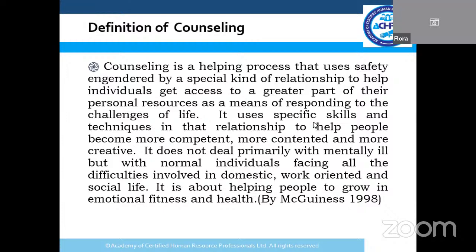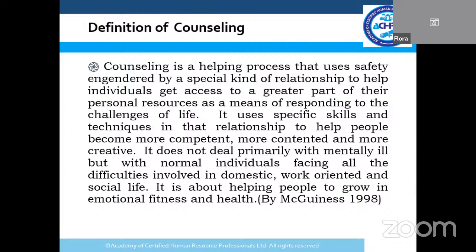Wow, thank you so much for that. That is what counseling is. But I want us to look at it briefly. We say counseling is a helping process. Remember when you're in that session with that employee, that client, that staff who has come to you, they want to be helped.